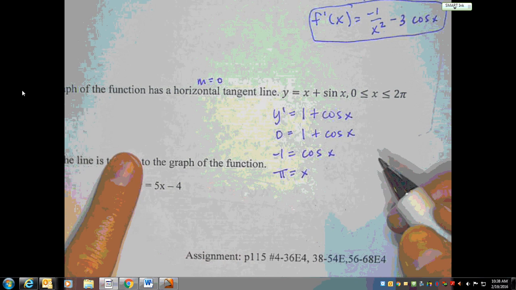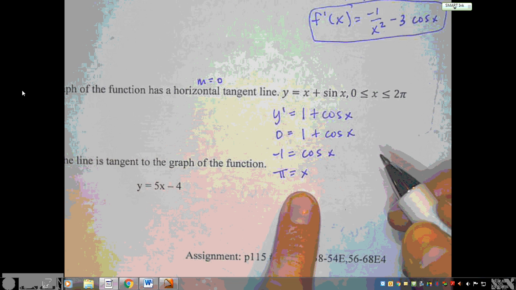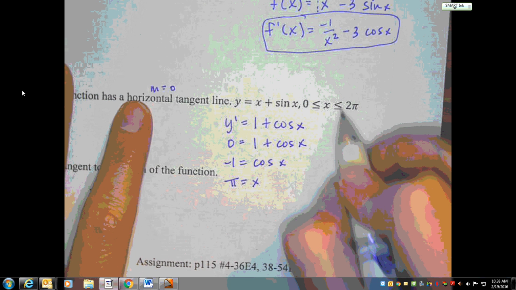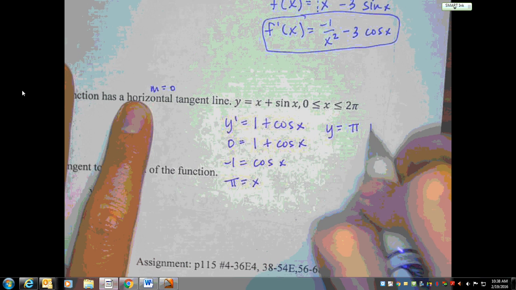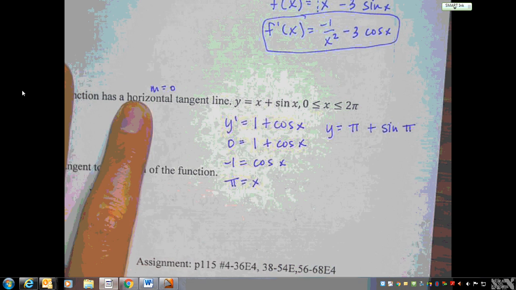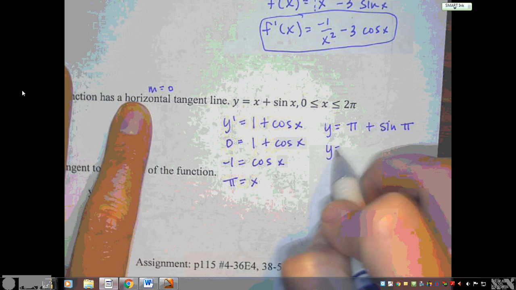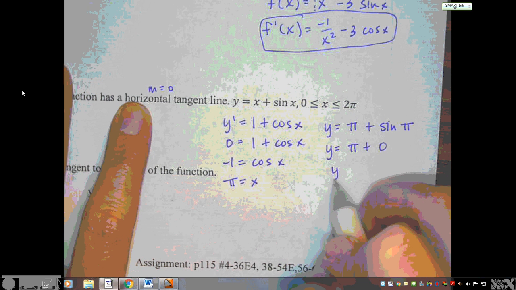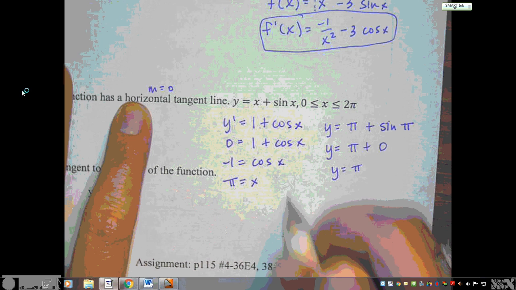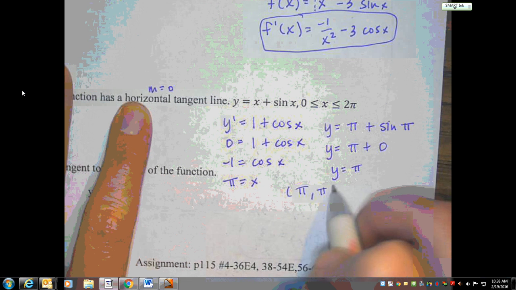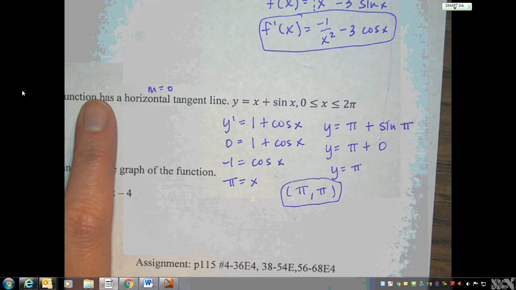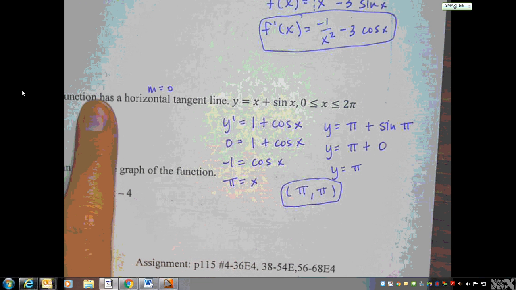We probably need an x comma y. How do you get the y value that goes with that? You plug it in. So we have y equals pi plus sine of pi. So y equals pi plus, what is the sine of pi? 0. So our x and y's are both pi, actually. So at that point, on the graph, that's going to make a horizontal tangent line. Questions?